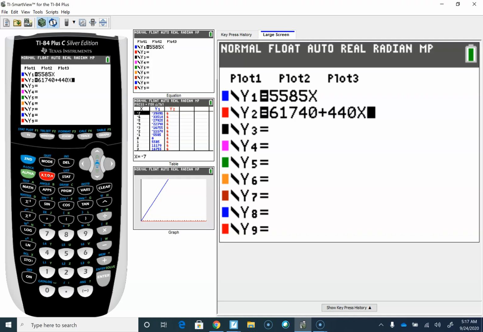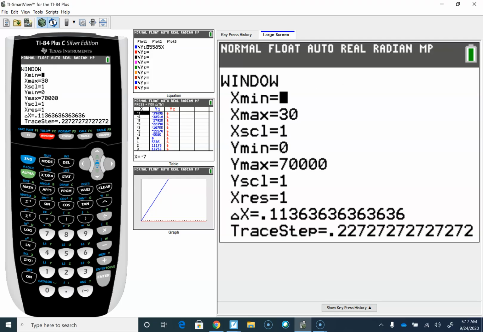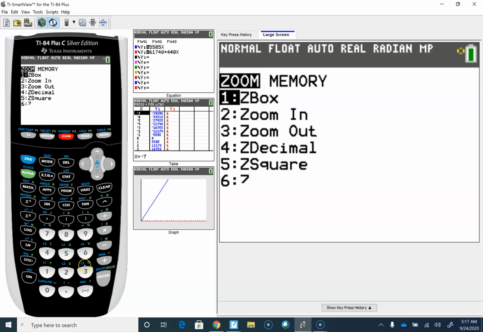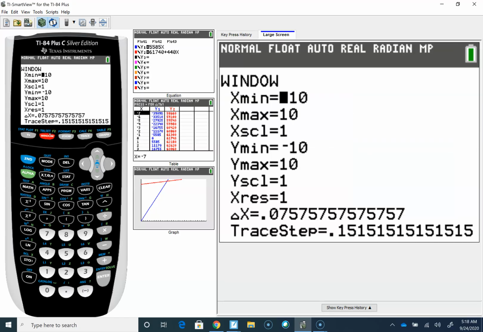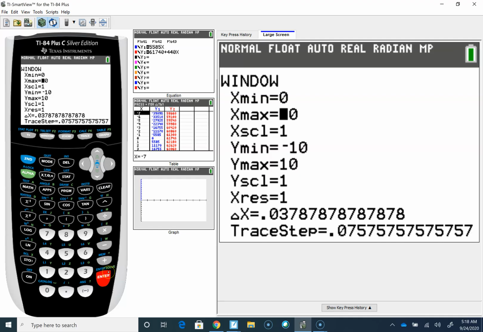So let's go into the window. And let's just do a zoom 6 just to see what's going on here. We can't really see anything, but it kind of restabilizes our graph for us. Nothing's on there, just that one line. I'm going to start at 0. The X represents the thousands of tons. I'm going to go to 50. I'm just picking that number. I don't know if that's going to work or not.